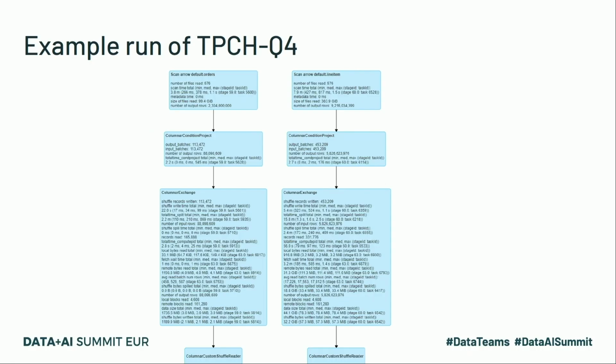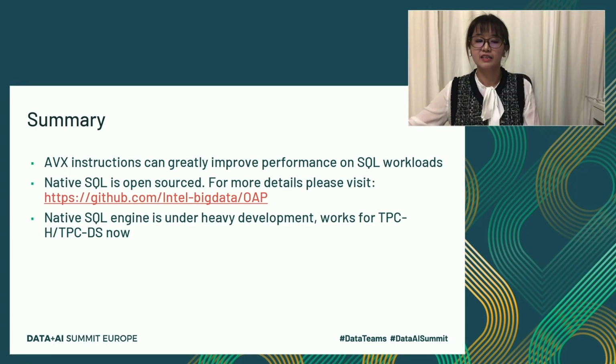Okay, and this is a snapshot of a demo example of TPCH Q4. As you can see, all operators in this page are converted to columnar operators. From our initial evaluation, we observed about 30% performance improvement on 1.5 terabyte TPCH datasets compared with original Spark with the same configuration. Okay, and that's all about our project.